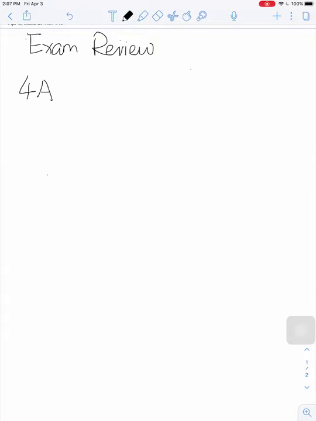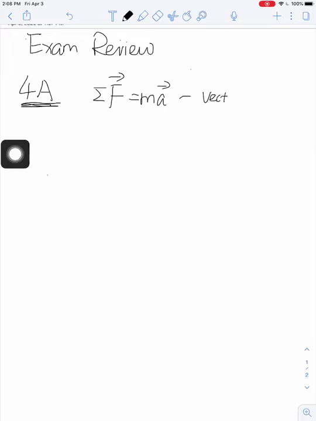So in 4A, that's the first section of chapter 4, we try to build a bridge between kinematics and kinetics, right? So the equation we used in 4A is basically just Newton's law: sum of forces equals ma. Notice that I have all forces and the acceleration in vector form. So that tells you this is a vector equation.